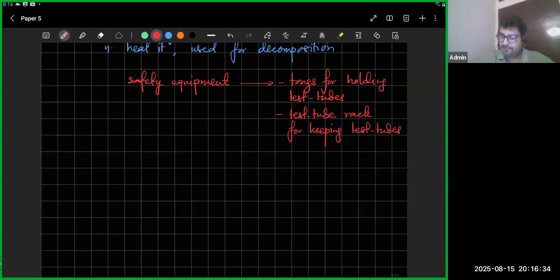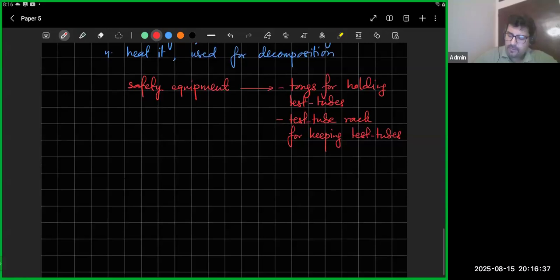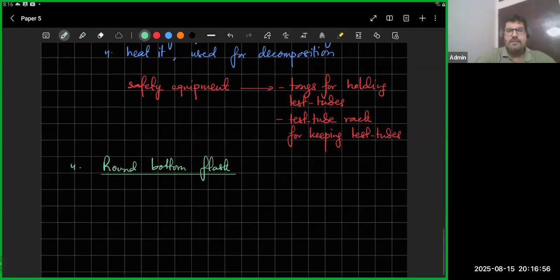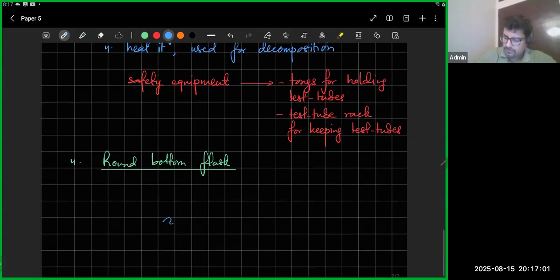We've got number four. So number four is a round bottom flask. So मैं इनमें share भी कर दूंगा. So what's a round bottom flask? उसका सिर्फ एक काम है, which is that it is used to solutions को heat करने के लिए use होता है. It's a round bottom flask.